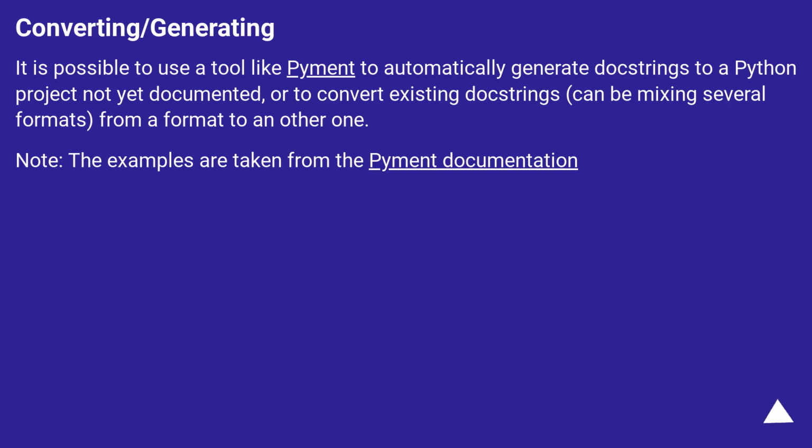Converting/generating. It is possible to use a tool like Pyment to automatically generate docstrings for a Python project not yet documented, or to convert existing docstrings, which can be mixing several formats, from a format to another one. Note, the examples are taken from the Pyment documentation.